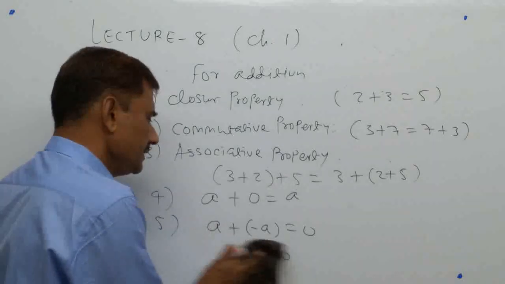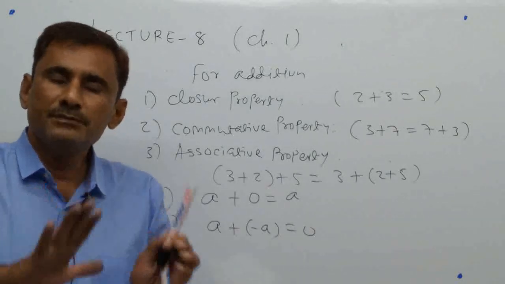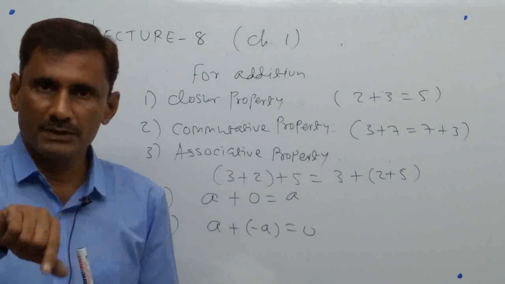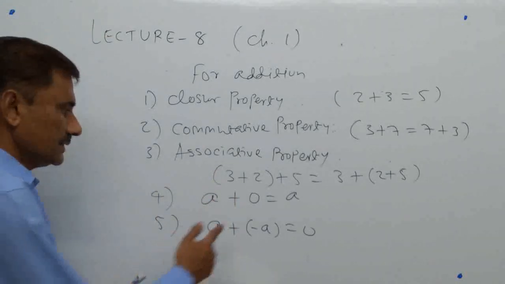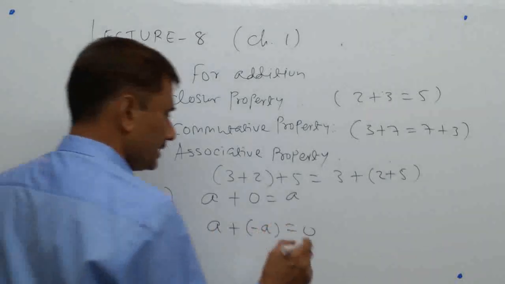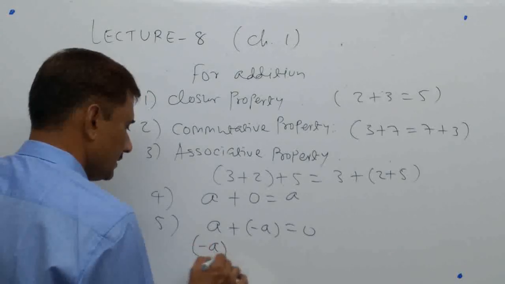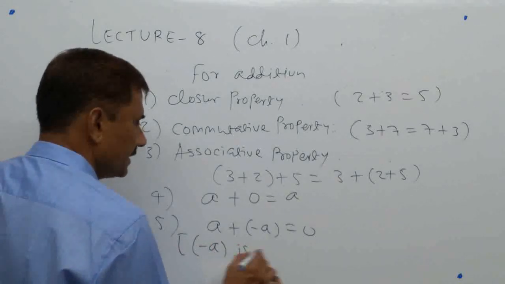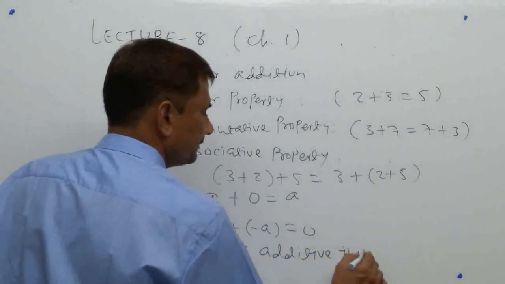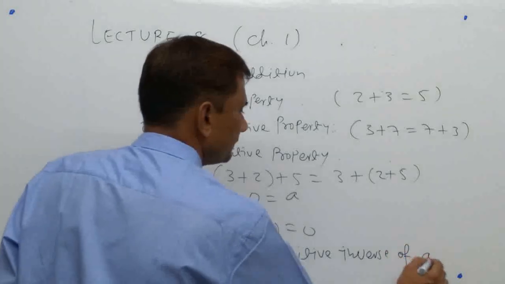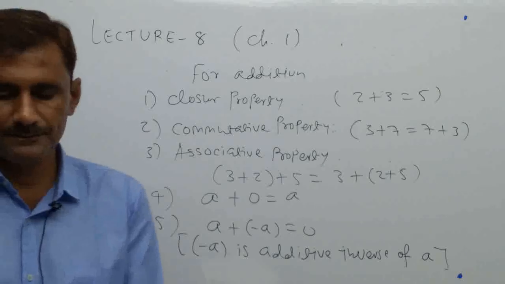Okay. So additive inverse means nothing but just the same number with opposite sign. If plus is there, minus. Minus is there, plus. Okay. So this is called, in short, additive inverse. So I can say here minus A is the additive inverse of A. Okay, this is the fifth property.